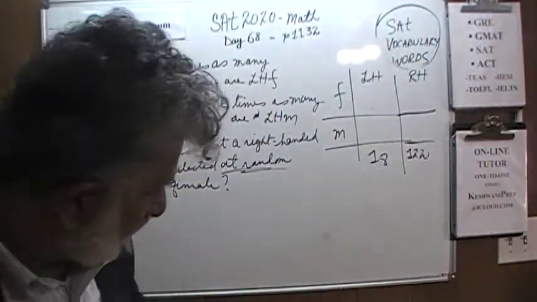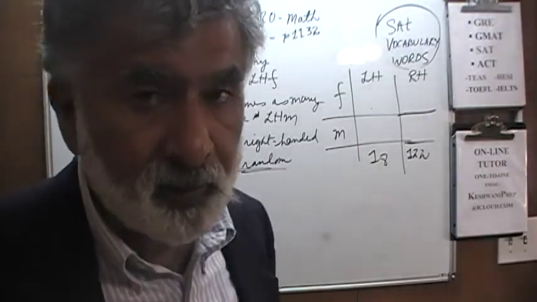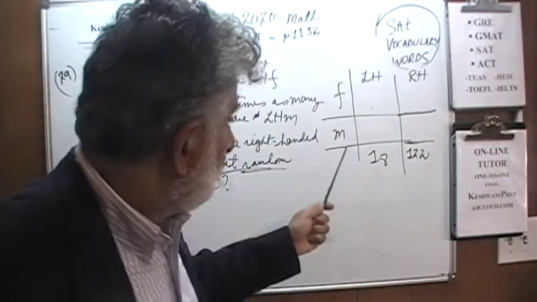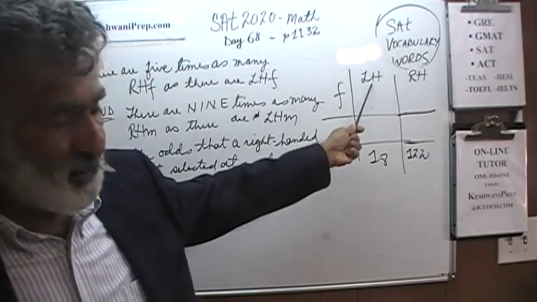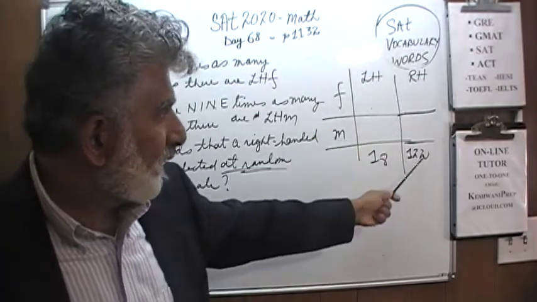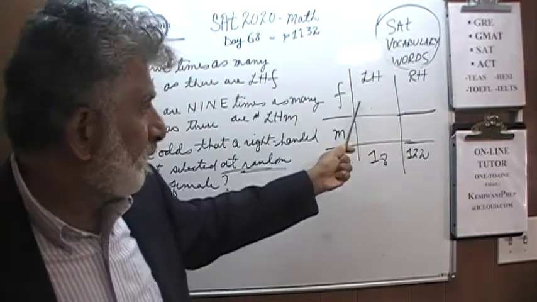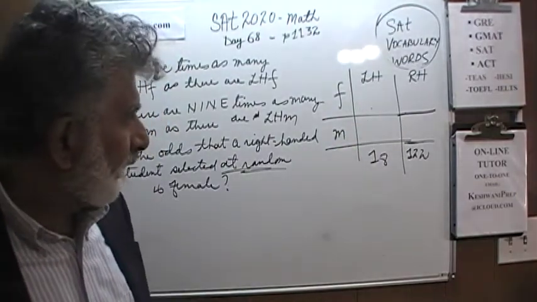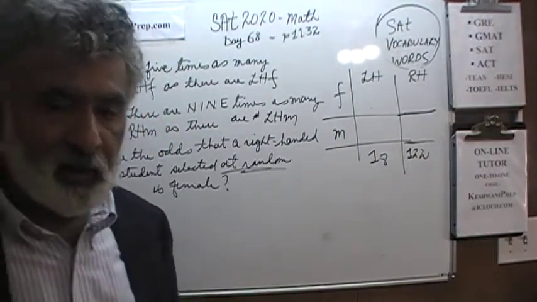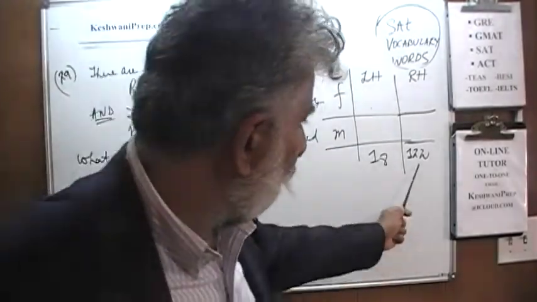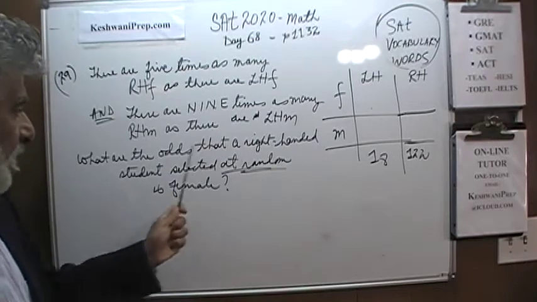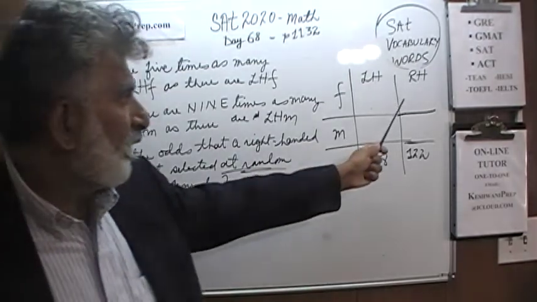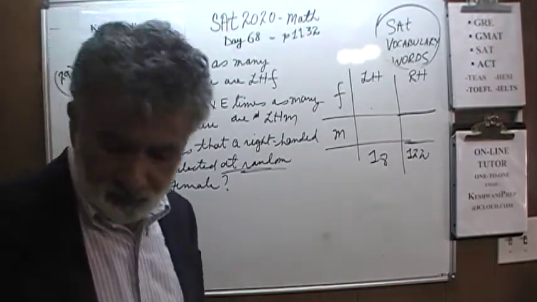So if you want to do it on your own, you could pause the video at this point and try to do it yourself. So what we are told here is that we have altogether 18 left-handed people, altogether 122 right-handed people. Some of them are male, some of them are female. And the question simply is, what are the odds that if you were to pick one person out of these 122 people, which is the number of right-handed people, a right-handed person selected at random turns out to be a female? Let's find out, shall we?